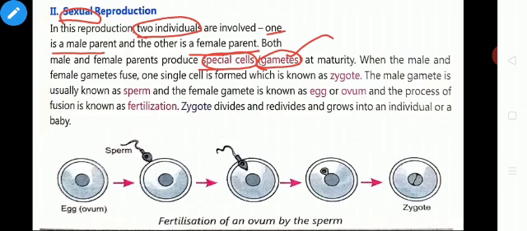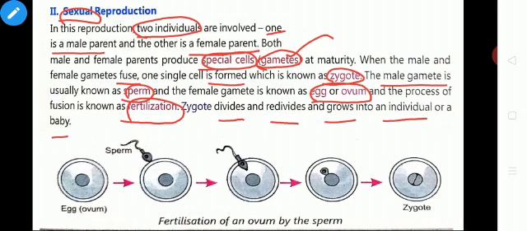When the male and female gametes fuse, one single cell is formed, which is known as zygote. The male gamete is usually known as sperm and the female gamete is known as egg or ovum. This process of fusion is known as fertilization. What is fertilization? The fusion of sperm and ovum, that is the male gamete and the female gamete. This zygote divides and redivides and grows into an individual or a baby.